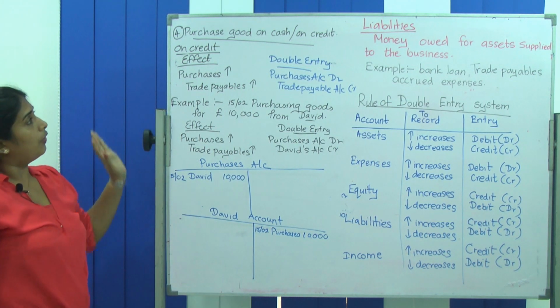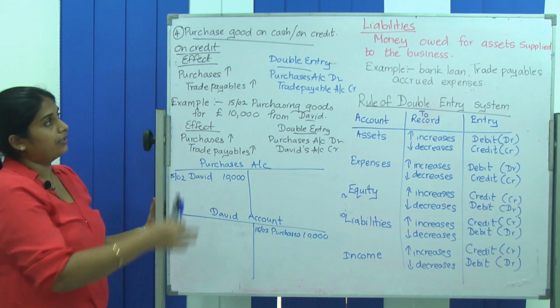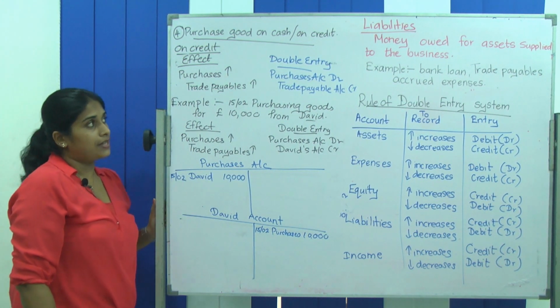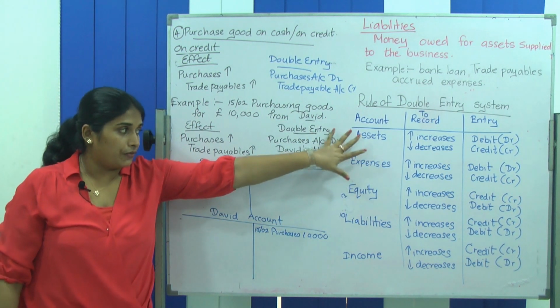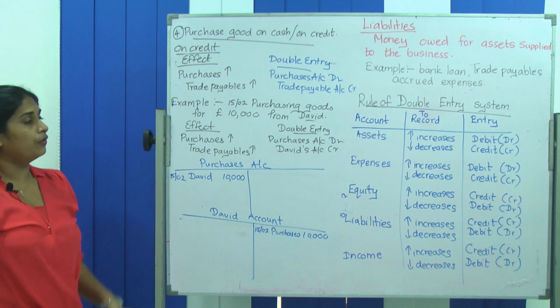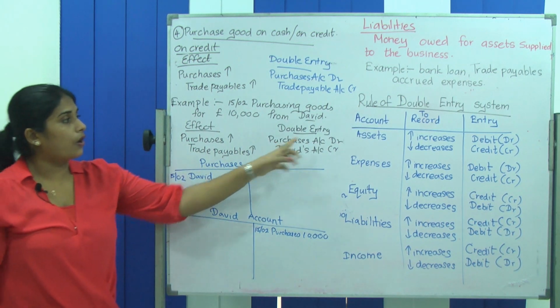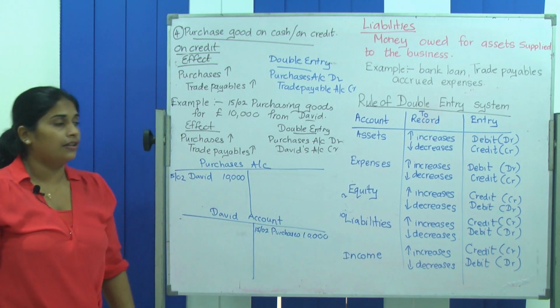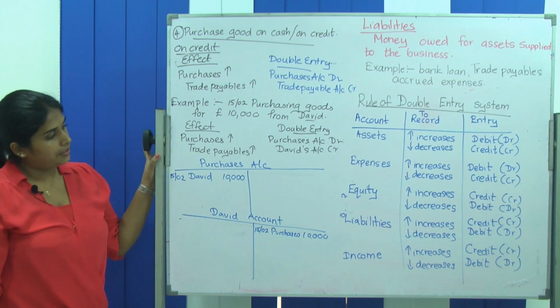So altogether we have done 4 transactions. In the next video, I'll be doing all the other transactions. I hope that you have understood. First what you have to do is memorize this. According to that, for each transaction you have to understand which account increases and which decreases, and according to that you have to record in the debit and credit entry system. So this is called the double entry system.